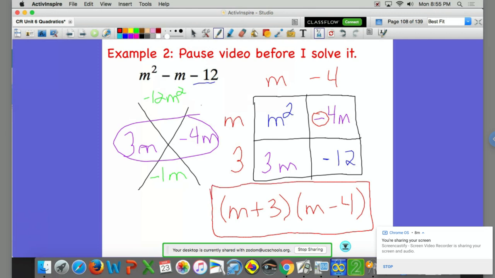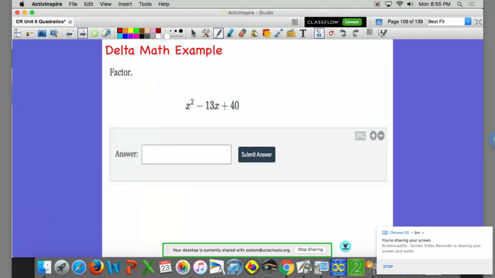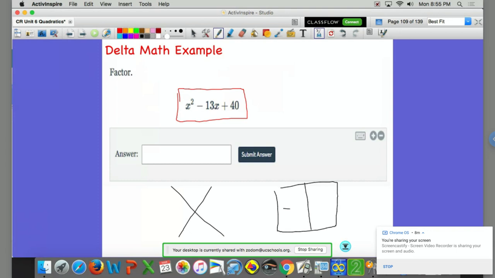And that is how you figure out factored form. Now, onto the Delta Math real quick. This is how it's going to be, guys. It says factor. It's going to give you standard form. And so you're going to go ahead and do it just like we've been doing our examples. You'll have your big X, and you'll have your box.